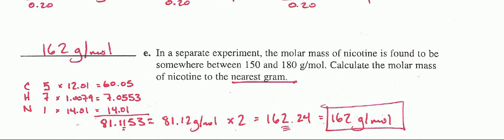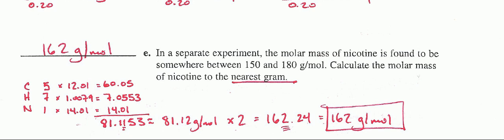Let's finish up with E. In a separate experiment, not the same one, the molar mass of nicotine is found to be somewhere between 150 and 180 grams per mole. Now, we don't know what type of exactness we have. We don't know what this experiment is. We just know that there's a window that the mass needs to fall under. We're being asked to calculate the molar mass of nicotine to the nearest gram.